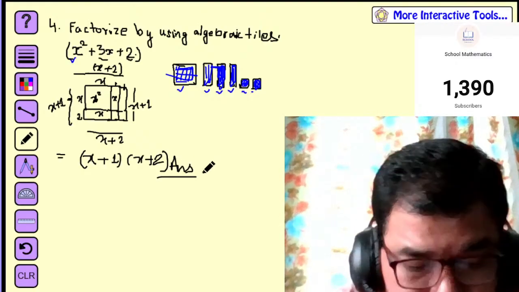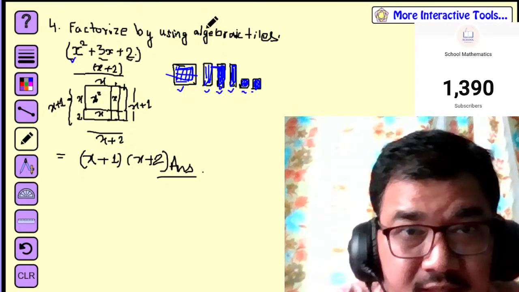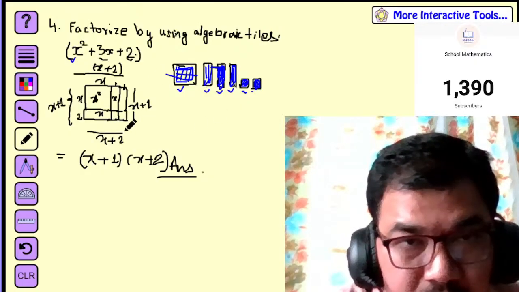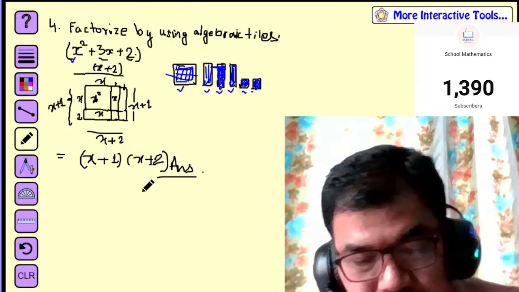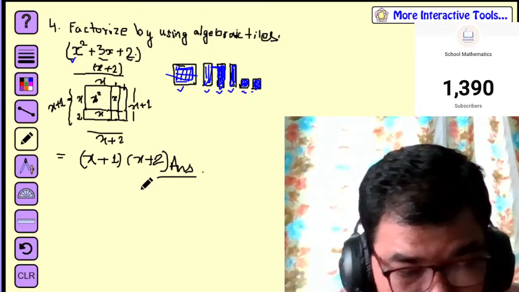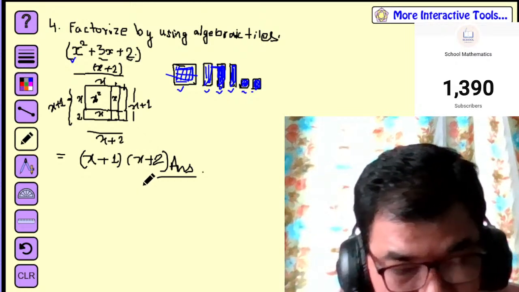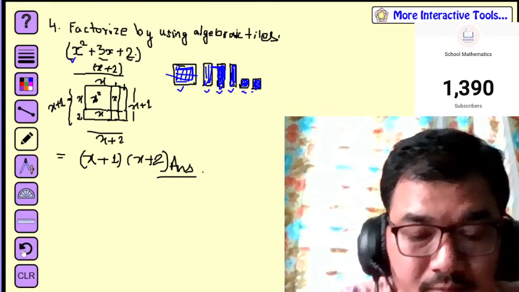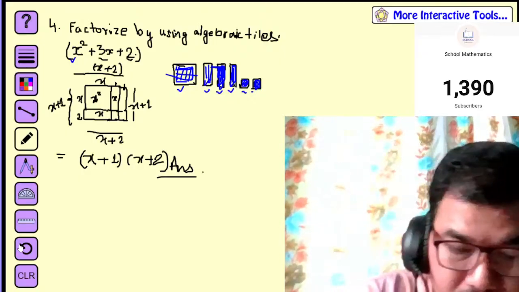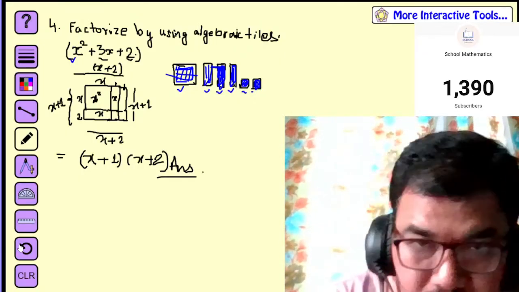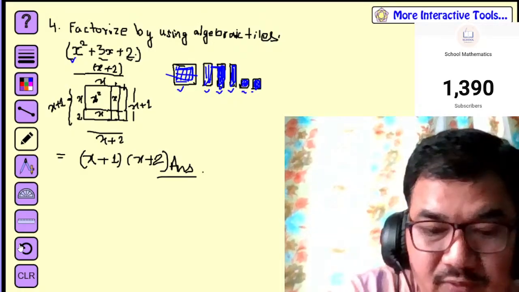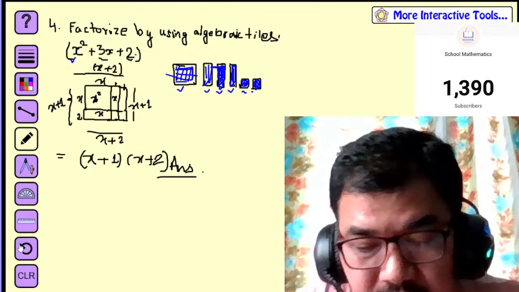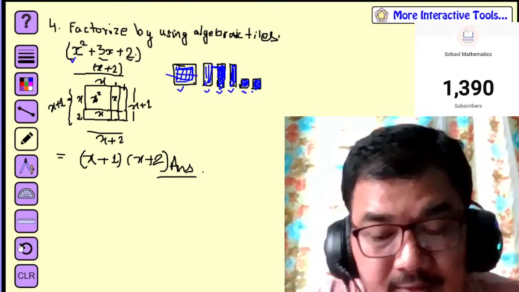I hope you understood how to factorize this expression by using algebraic tiles. These are the algebraic tiles we have to use like this. This is the answer. I hope you understood it. If you have any other queries regarding your difficulties, please share in the comment box. I will try to solve them.